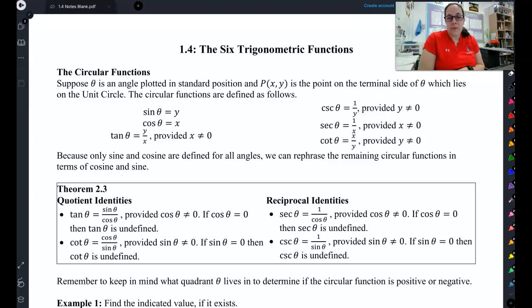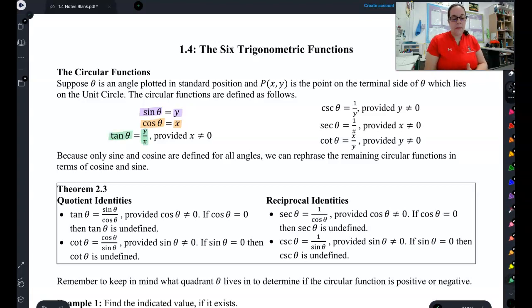Welcome to lesson 1.4. In this lesson, we're going to expand on the unit circle and everything we learned in 1.3. So let's start with a couple equations. First off, we learned from our unit circle that sine of theta is the y value, and cosine of theta is the x value. From that, we also know tangent is y over x. Now, this should make sense if we think of the unit circle.